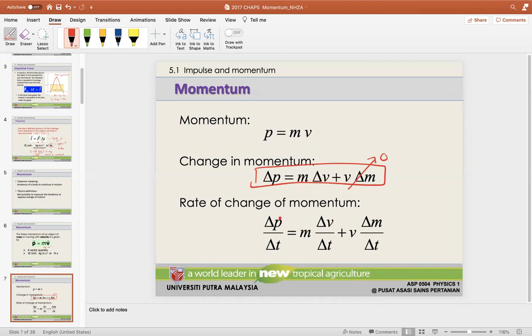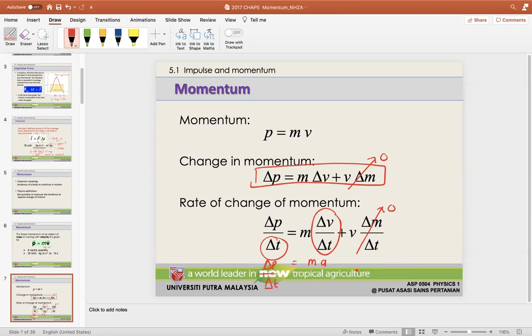Right? And then they said delta P, the rate of change of momentum, is delta P over delta T. So if I'm putting a delta T over here, I have to put a delta T over these two guys as well. And this guy is a zero because we are assuming constant mass. So this guy, delta V over delta T, is just MA, right? The rate of change of velocity is acceleration. And the rate of change of momentum is just that.